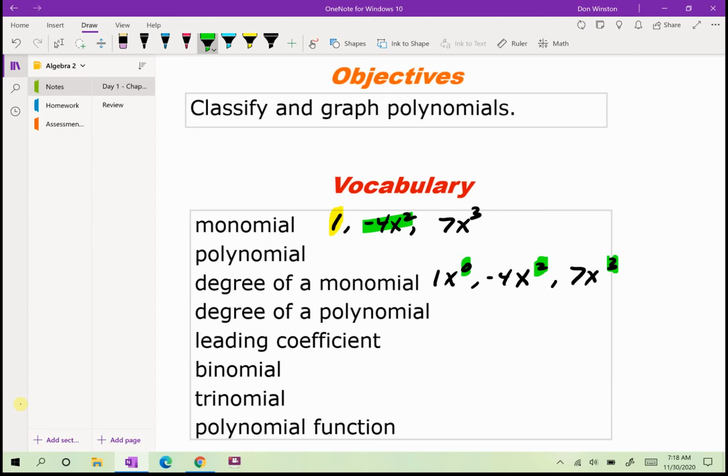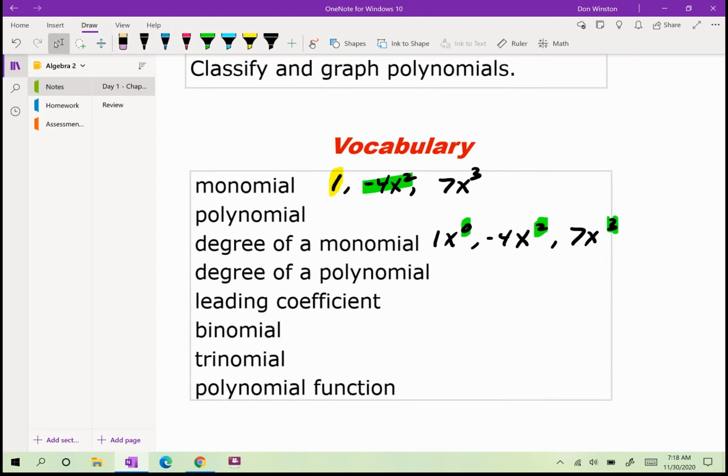And then leading coefficient, we talked about a lot last trimester. We'll see what that is again. A binomial is just 2 terms. So for example, x plus 1 will be a binomial, or negative 2x squared plus x would be a binomial because we have 2 terms. A trinomial, again, is 3 terms. So for example, x squared plus x minus 12. We just looked at that. And then a polynomial function.